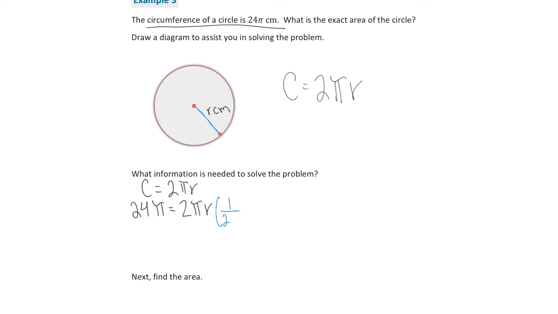So now I have 1 over 2 pi and 1 over 2 pi. When looking at the left side of our equal sign, we have pi over pi, which is going to give us 1. And then we have 24 over 2, which is going to give us 12. Then on the right side, we have 2 pi over 2 pi. And now we're left with 1r. So now we know that our radius is equal to 12 centimeters.